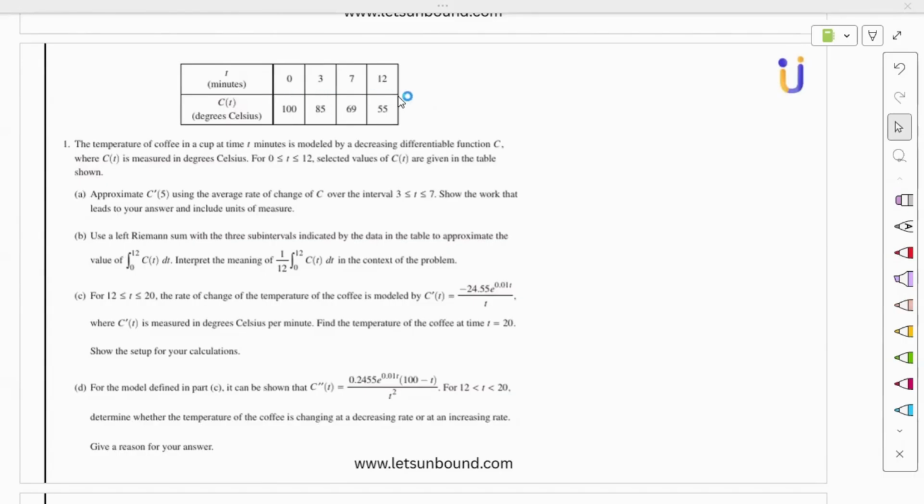A table of values of a function is given. The temperature of coffee in a cup at time t minutes is modeled by a decreasing differentiable function C. C of t is measured in degrees Celsius, and for t from 0 to 12, selected values are given here. Then we need to solve the 4 parts, so we're going to break down each subpart. Let's go with the first one.